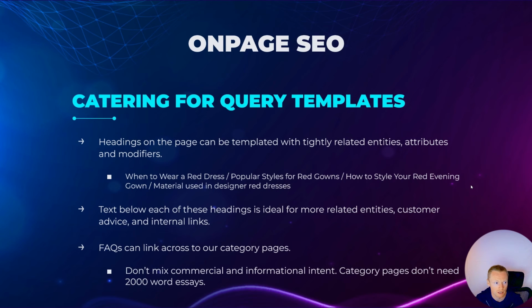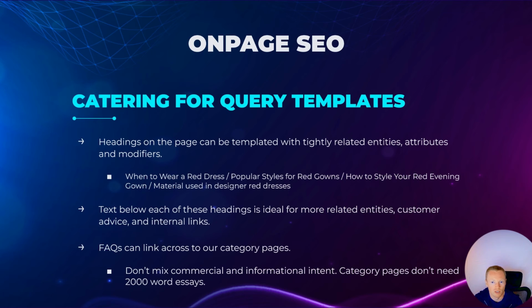Next, we want to look at headings. Headings on the page can be templated with tightly related entities, attributes, and modifiers. I searched for red gowns or red evening dresses in Google and picked out the top 3 ranking websites. The little bit of content they had in addition to their products on the category pages were things like when to wear a red dress, popular styles for red gowns, how to style your red evening dresses, materials used in designer red dresses. You can see those main entities in there and closely related terms: the when, the where, styles, gowns, how to style, materials used in designer red dresses. So they have those closely related terms in there.